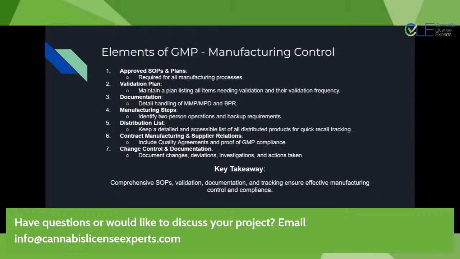So manufacturing controls. Again, the main elements of this are your approved SOPs and plans, your validation plan. Again, we're looking at that documentation, manufacturing steps, distribution lists, contract manufacturing and supplier relations, and proof of their GMP compliance and documentation. And then change control and documentation. Again, making sure that you are noting any changes and deviations, that investigations are properly taken.